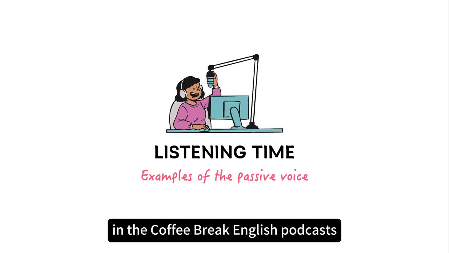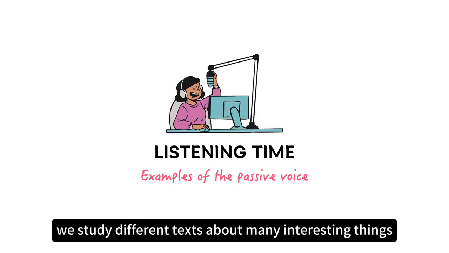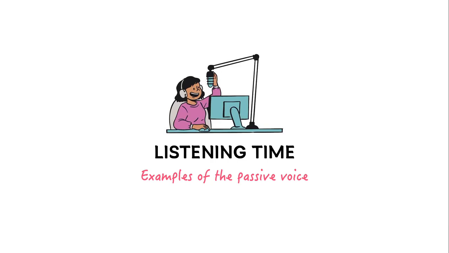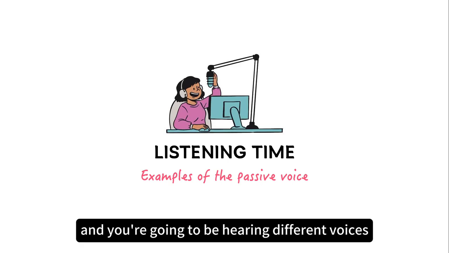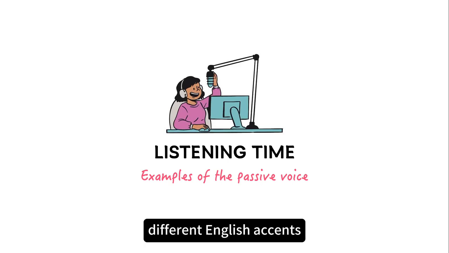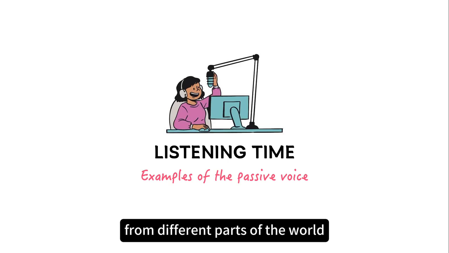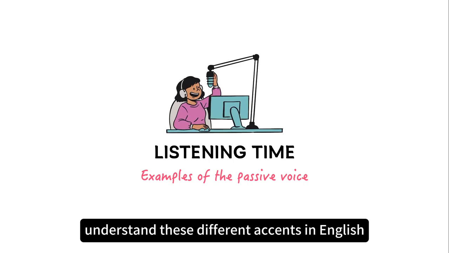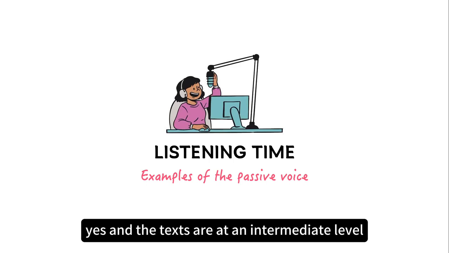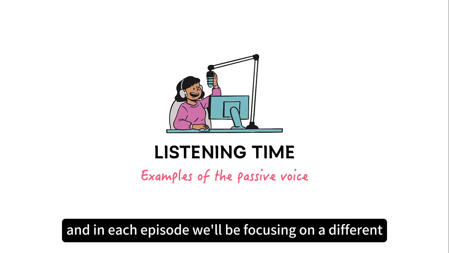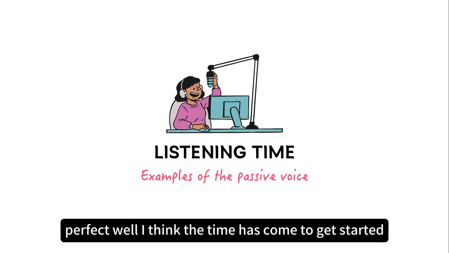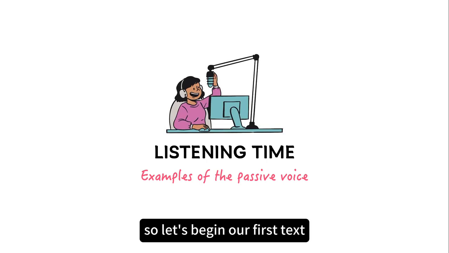In the Coffee Break English podcasts, we study different texts about many interesting things from around the English-speaking world. That's right, and you're going to be hearing different voices, different English accents from different parts of the world, and that will help you understand these different accents in English. Yes, and the texts are at an intermediate level, and in each episode we'll be focusing on a different language point. Perfect. Well, I think the time has come to get started, so let's begin our first text.